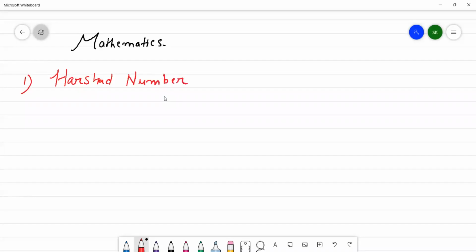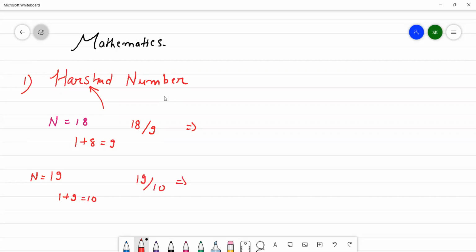Now, the question is, what is a Harshad number? So you have been given a number, let's suppose 18. And you have to check if the sum of its digits, that is 1 plus 8, 9, can actually divide the given number. If this number 18 is completely divisible by 9, then that number is known as a Harshad number. In this place, if I give 19 as the number, the sum of digits will become 10, right? And when I try to divide 19 by 10, it's not going to get completely divided.